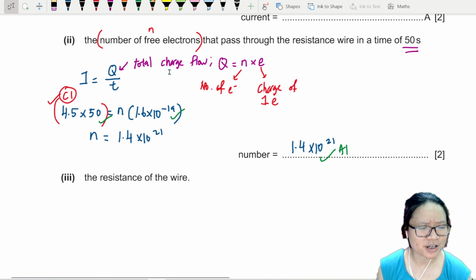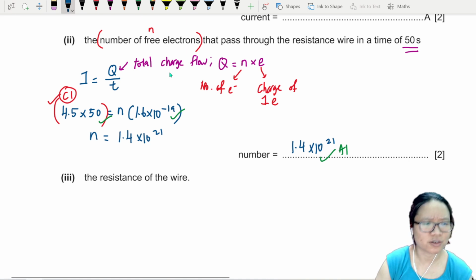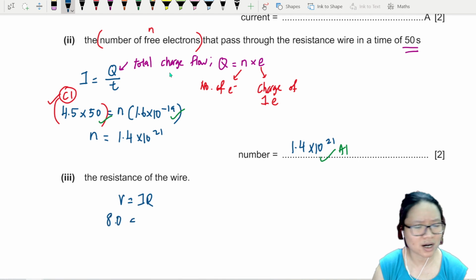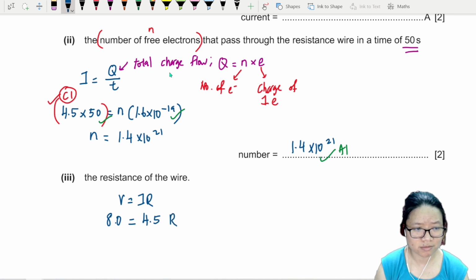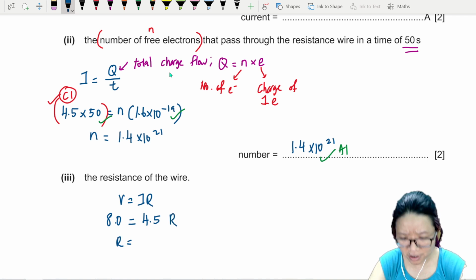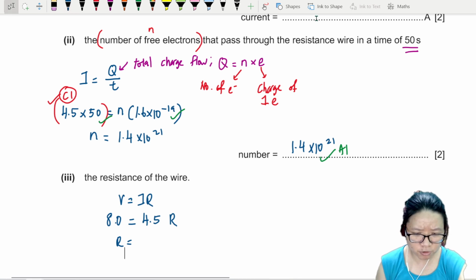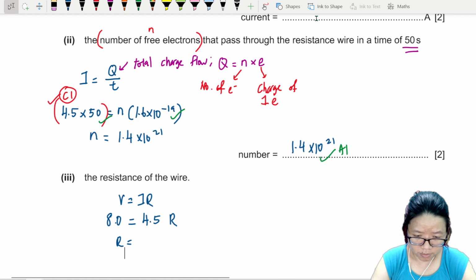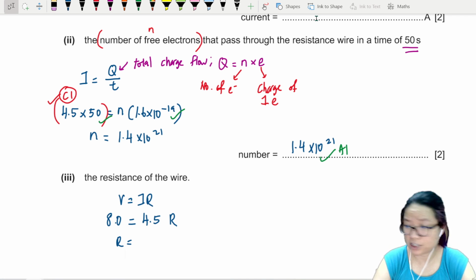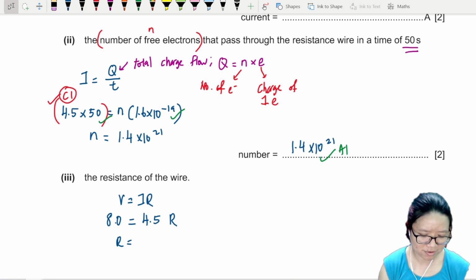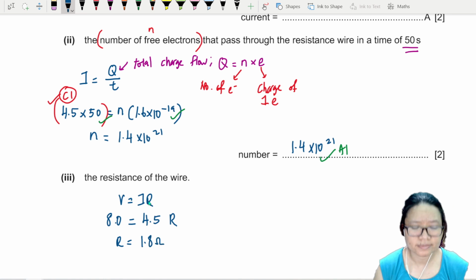Okay, part 3, resistance of the wire. Sure, can V equals IR? Can. 8.0, current is 4.5. What is R? 8 over 4.5? Yep. 1.777777. Miss cannot put fraction. If you put fraction, you are GG. Cannot fraction. Please don't. So 1.7777, I put 1.8.